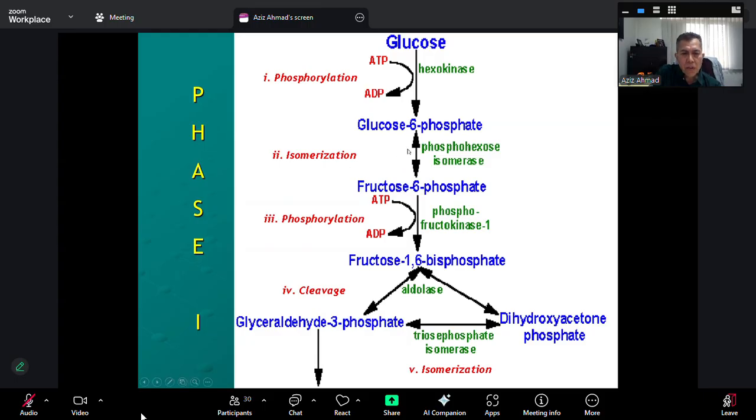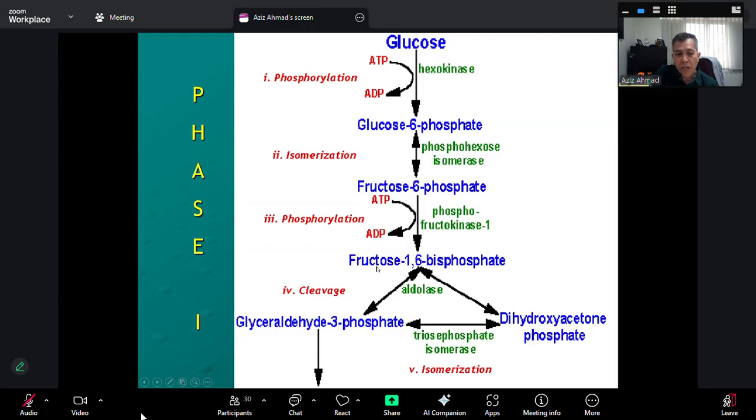Then from fructose 6-phosphate, another ATP will be utilized. Then we produce fructose 1,6-bisphosphate, which is catalyzed by phosphofructokinase 1. Another magnesium is required as a cofactor in this pathway. And then here you can see from glucose to glyceraldehyde 3-phosphate, there are two regulatory sites. The first is from glucose to glucose 6-phosphate. The second is from fructose 6-phosphate to fructose 1,6-bisphosphate. These are phase 1 of glycolysis.